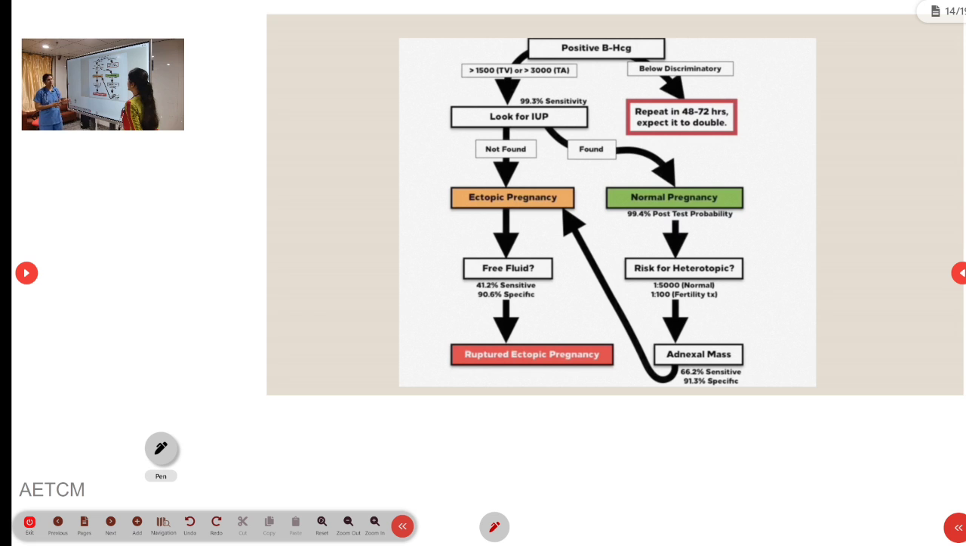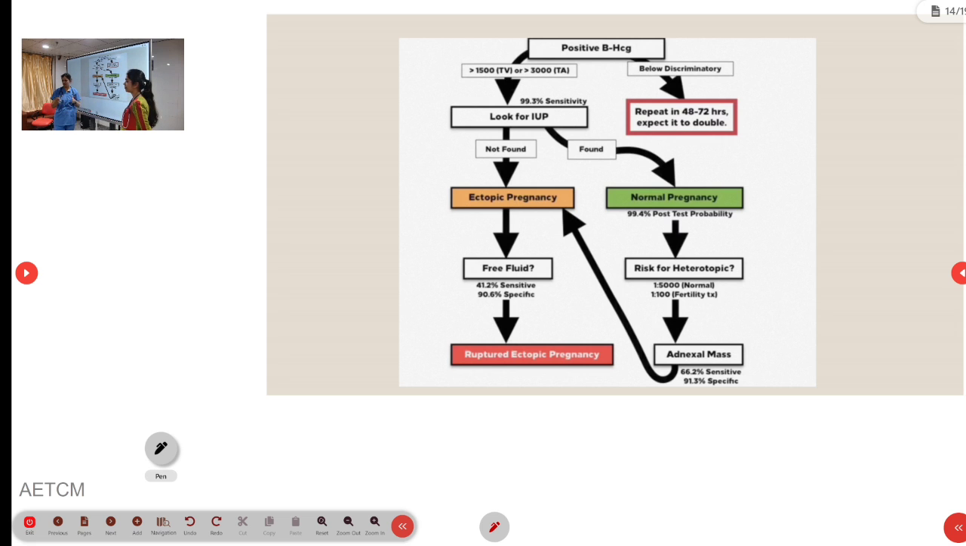And this is regarding the ectopic pregnancy. We have to suspect an ectopic pregnancy if there is a positive beta HCG and there is no uterine pregnancy seen. If we get a patient with positive beta HCG, we have to see the value of the beta HCG. If it is more than 1500, we can use transvaginal, or more than 3000, transabdominal. If it is below the discriminatory level, then we have to repeat the beta HCG value after 48 to 72 hours. And if it is positive, look for intrauterine pregnancy.